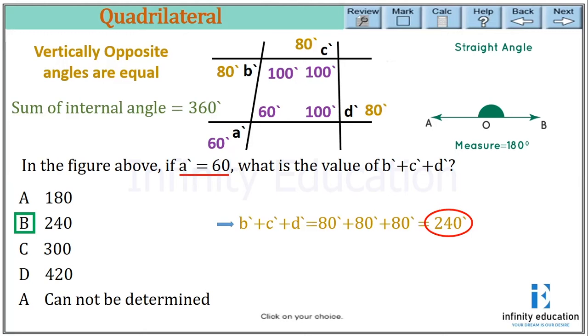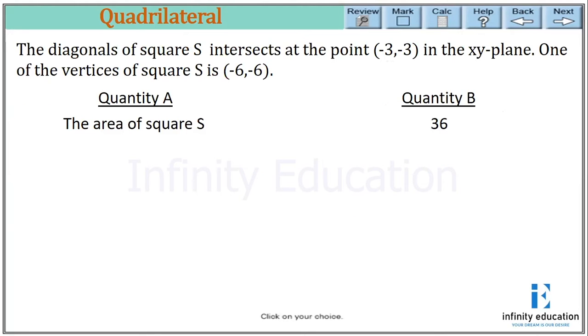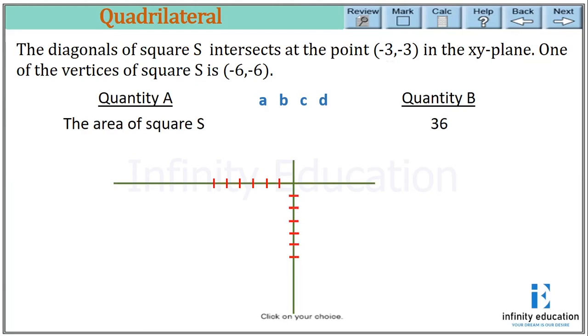Now let's see one more example. The diagonals of square S intersect at the point (-3, -3) in the xy plane. One of the vertices of square S is (-6, -6). We can see this is a quant comparison question, so we must write the quantities A and B first. Now we can draw the rectangular plane as they have said. We have been given the point in the negative coordinates. I have not written -1, -2, 3 and 4 because of lack of space.